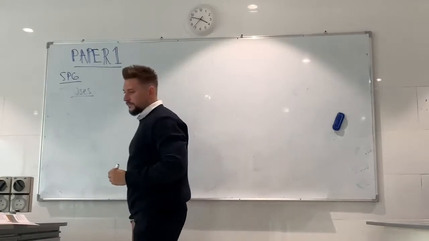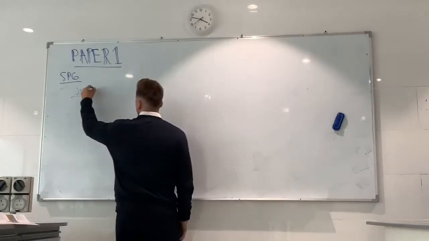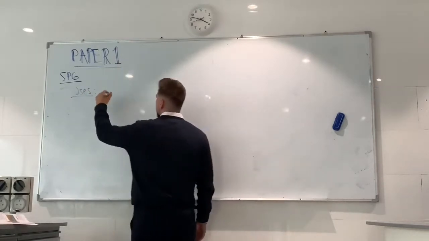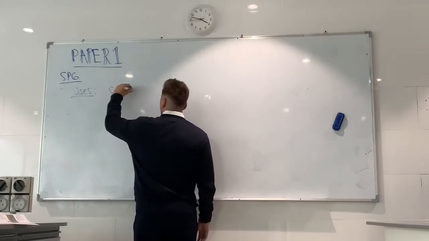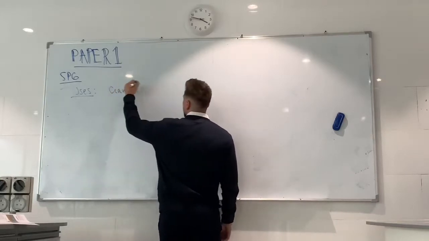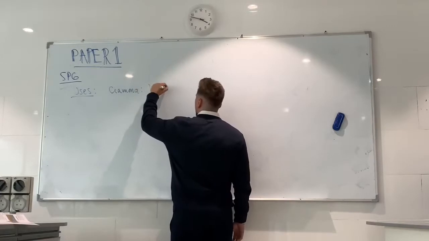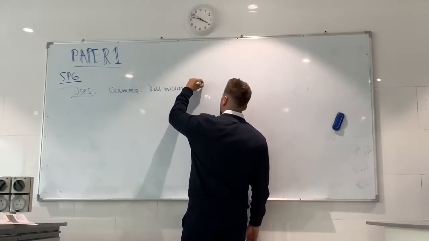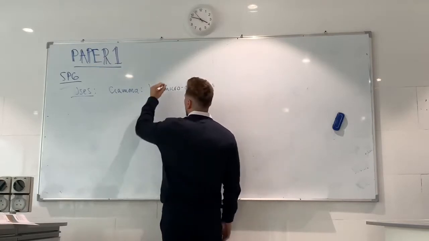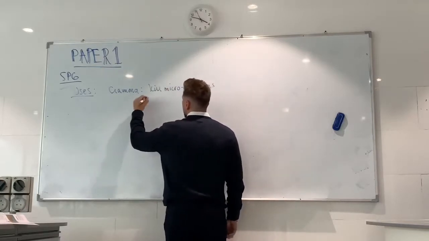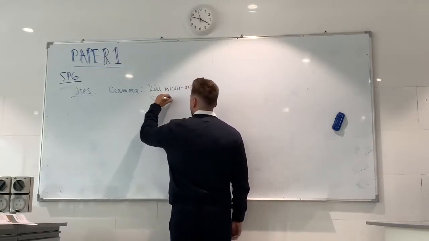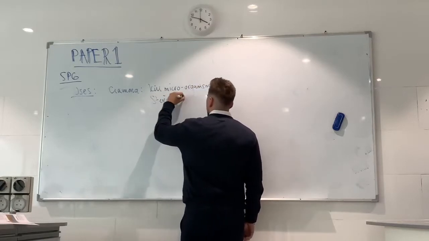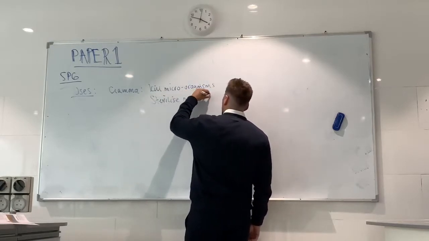Okay, uses. The first one we have is uses of ionizing radiation. Gamma can be used to kill microorganisms. Okay, and the way that we use that then is we use it to sterilize medical equipment.